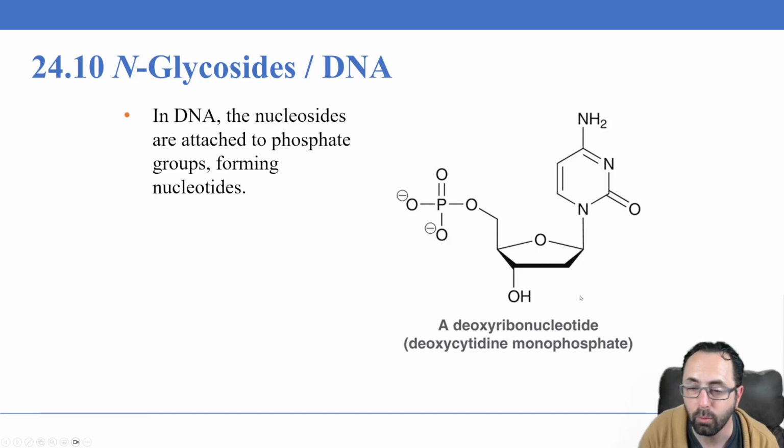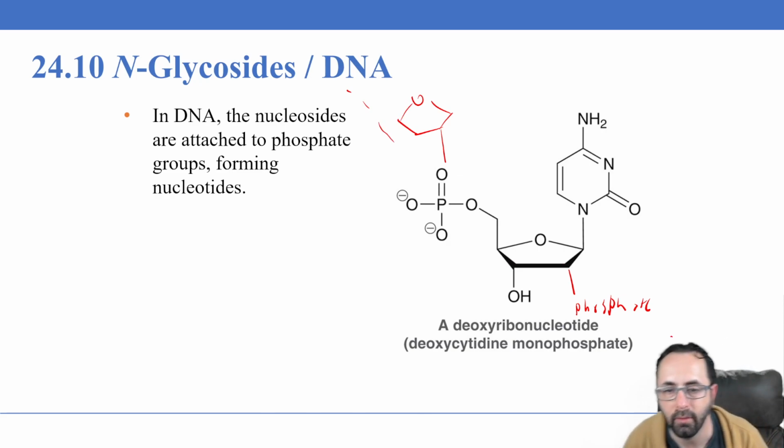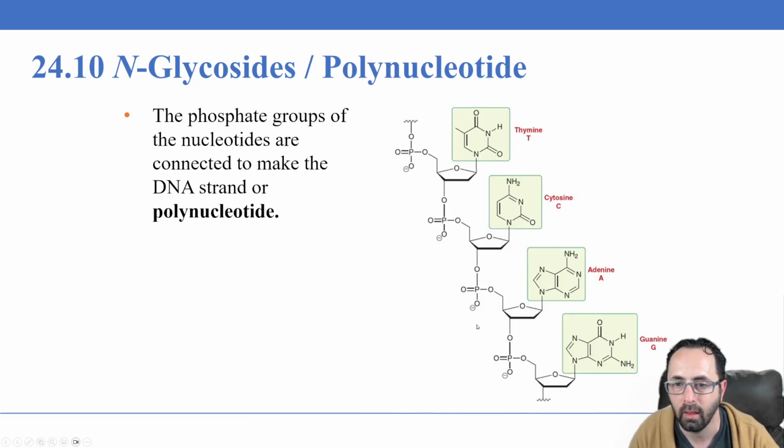And these connect one to another. The phosphate group will connect here on a neighboring nucleotide, and this phosphate will go and connect to a sugar, and then this will go on and on, and we'll have a DNA strand formed from this. And so here's an example of the DNA strand.